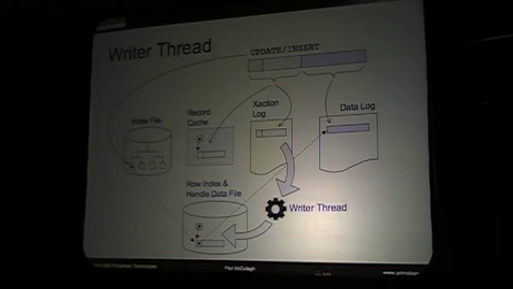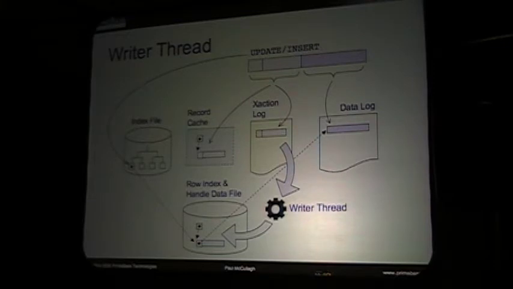The record is inserted by, first of all, writing the extended data component here to the data log. And these 2 components, the fixed length component, are written to the transaction log. At this stage, actually, the update is on disk. Those are both log files. But at the same time, it writes this control data to the record cache, which is an image of the row index and handle data file on the disk. That's why they look similar here. But this is not allowed to go to disk yet.